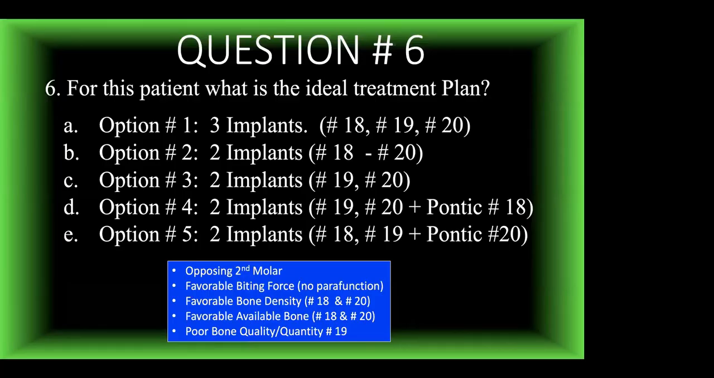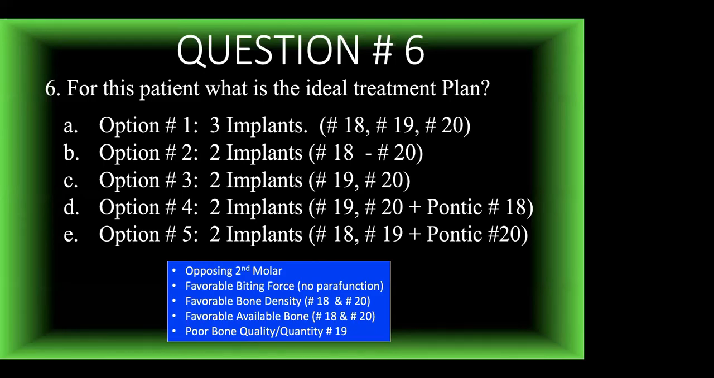Force factors low. So with that being said, I went through those 5 factors down below in the blue. So for this treatment patient, my question is, would you select option 1, which would be 3 implants, 18, 19, and 20. Option 2, which would be 2 implants, 18 and 20. 3 would be 2 implants, 19 and 20. 4 would be 2 implants in the 19 and 20, you have the pontic in the 18 area. And then option 5 would be 2 implants in the 18, 19, and the pontic number 20 area.